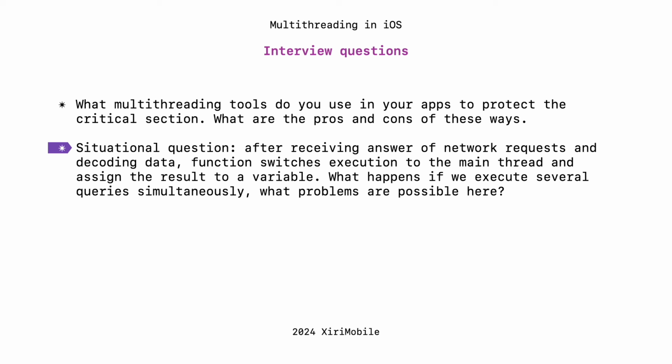Next, a situational question. After receiving the answer of a network request and decoding data, a function switches execution to the main thread and assigns the result to a variable. What happens if we execute several queries simultaneously? What problems are possible here? We are again talking about the critical section, and it is safe to work with it on the main thread because the main queue is serial.